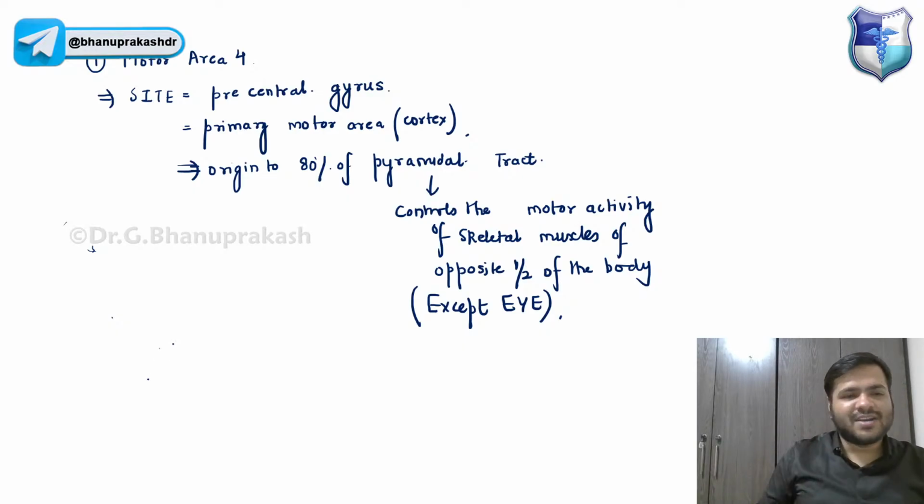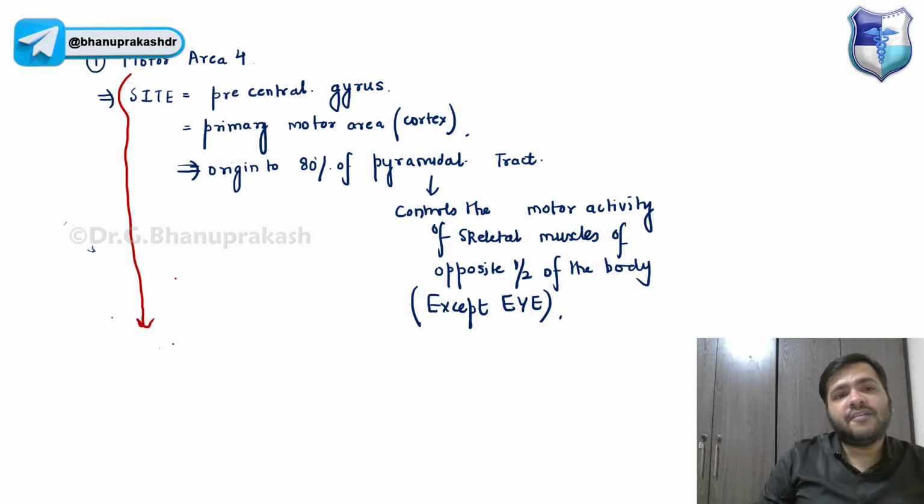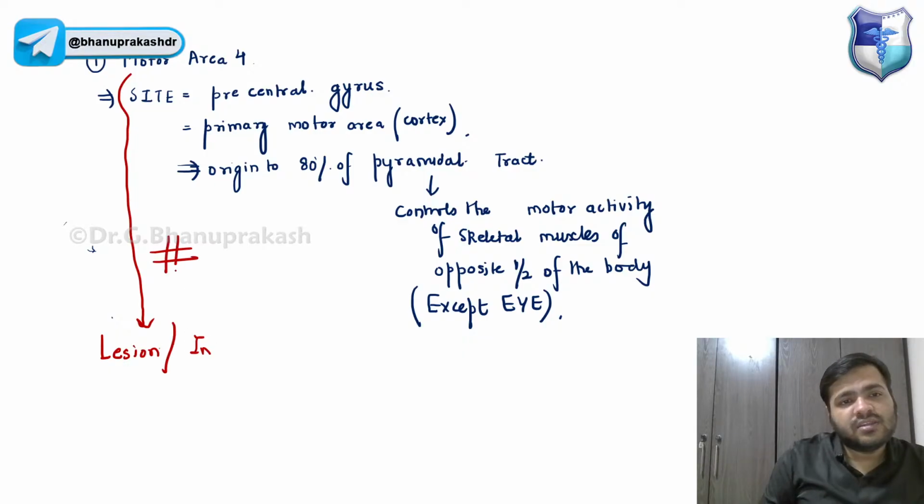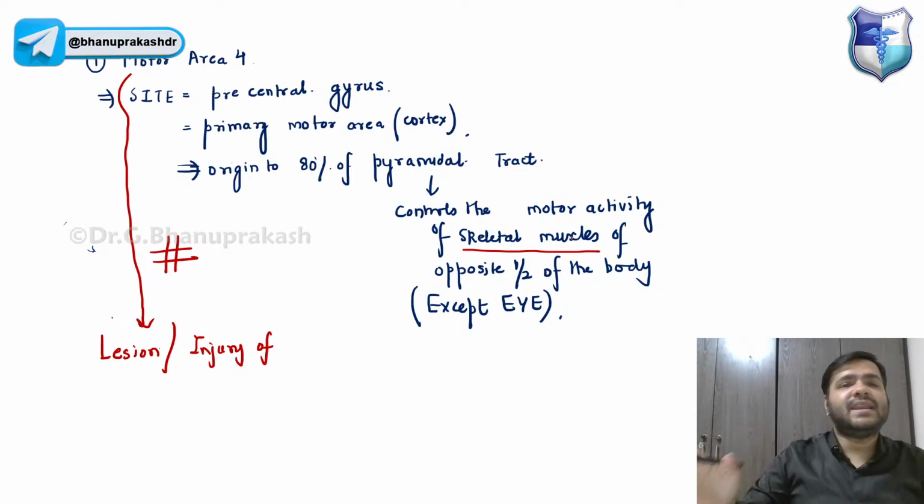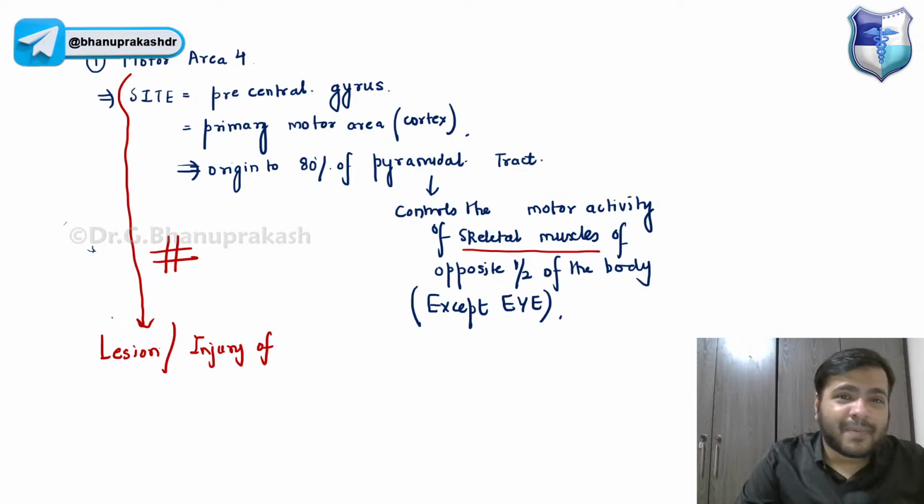Now guys, there is one more important thing over here. If this motor area is injured, or if there is a lesion of this motor area 4, if there is injury of motor area 4, what will happen? ये मसल्स को सप्लाई करती है, मसल्स तक सप्लाई नहीं जाएगा. Now what will happen, guys? Muscle paralysis हो जाएगी. Now my question is, muscle paralysis of the same side or opposite side?